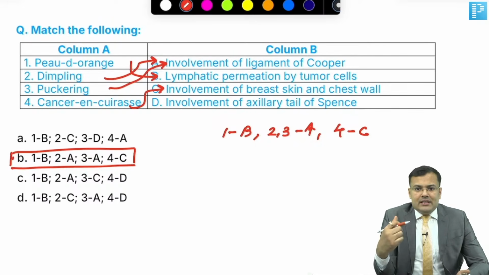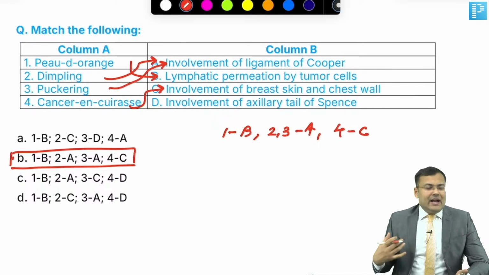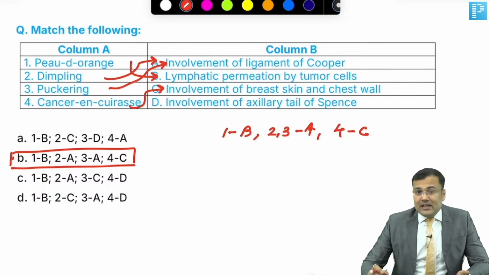So what is peau d'orange? There is involvement of lymphatics. So permeation of lymphatics by tumor cells. Because of that, what will happen? There is obstruction of lymphatics, and you know it leads to cutaneous edema. That is peau d'orange. Dimpling and puckering, you guys know it is because of involvement of ligament of Cooper.